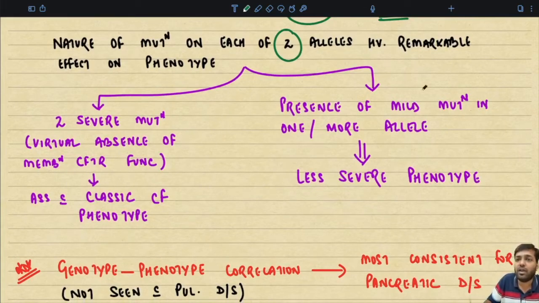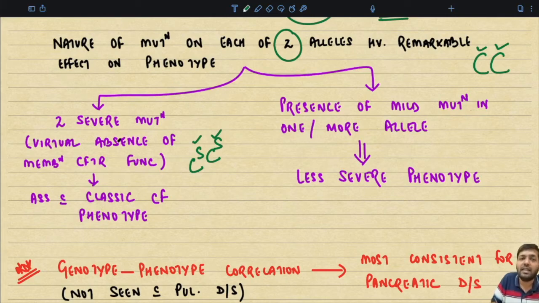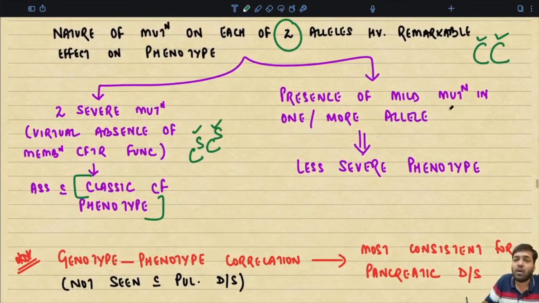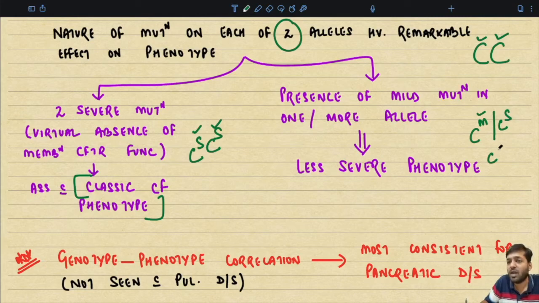For example, this is the cystic fibrosis gene, and there are two alleles. If both the mutations affecting the gene are severe, that is going to lead to virtual absence of membrane CFTR function, which is associated with the classic cystic fibrosis phenotype, characterized by pancreatic insufficiency, sinopulmonary infections, and GI symptoms. But sometimes certain milder mutations are present. If out of two mutations one of them is mild, or both of them are mild, that is going to result in a less severe phenotype.